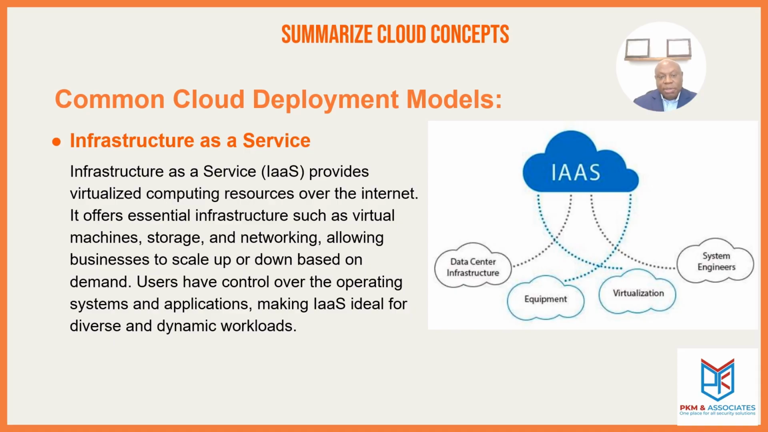So, common cloud deployment models. Infrastructure as a service provides that virtualization where computing resources over the internet are shared. It offers essential infrastructure such as virtual machines, storage, and networking. It's going to allow the business to scale up and scale down. Users have control over the operating systems and applications, making infrastructure as a service ideal for diverse and dynamic workloads. So again, here's an example. You have your data structure, you have equipment, you have virtualization, etc.